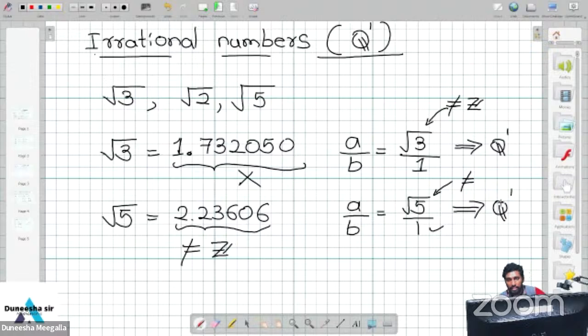Okay. Can you get how to identify irrational or rational? Now, can you get it? Okay. Every root is an irrational number. Okay. Write down this. Sir, write down it.